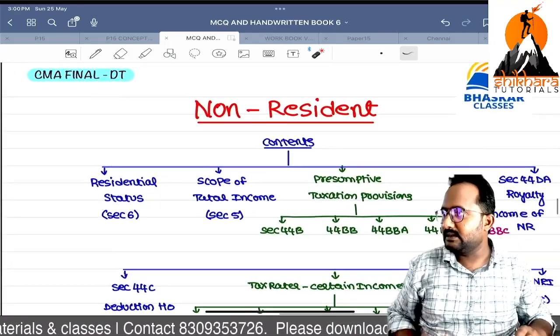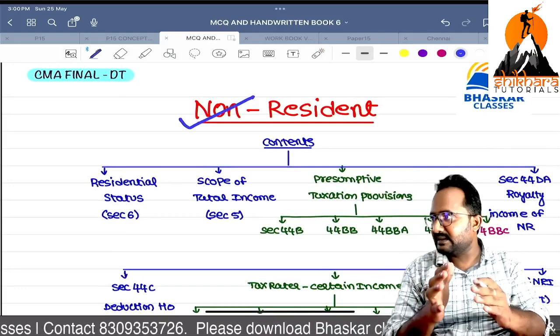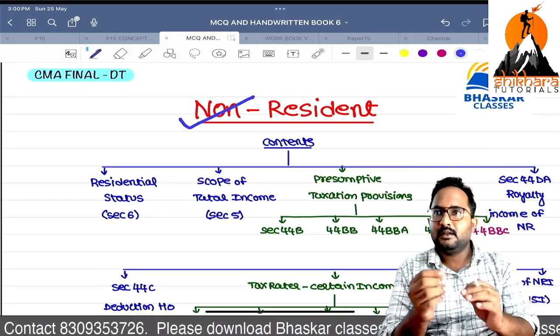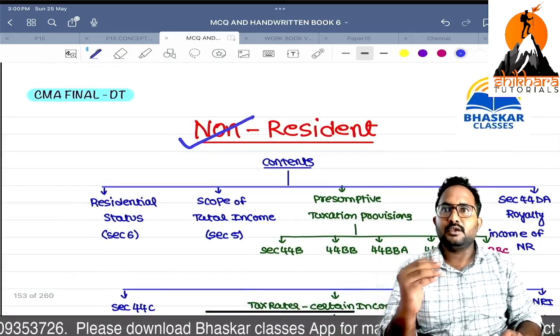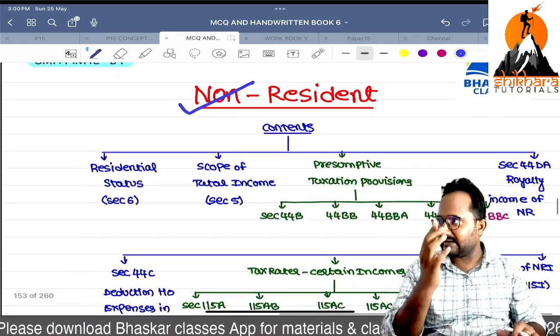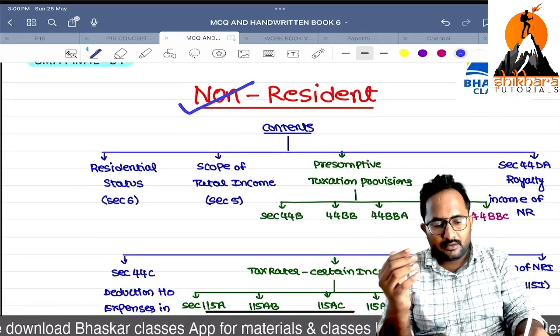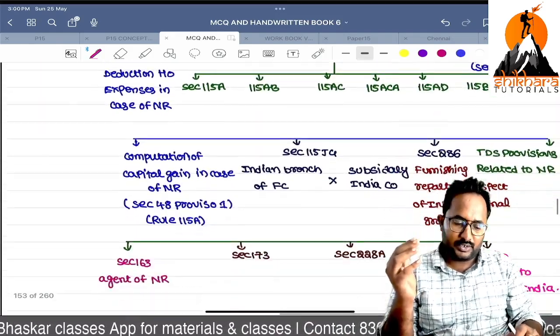New chapter, that is non-resident. So if you are verifying the CMA, ICMI study material, it is included in the assessment of various entities only, individual, including non-resident assessment. Separately, we can discuss it as forming part of an international taxation chapter. So straight away, what are the concepts we are going to learn in this chapter?